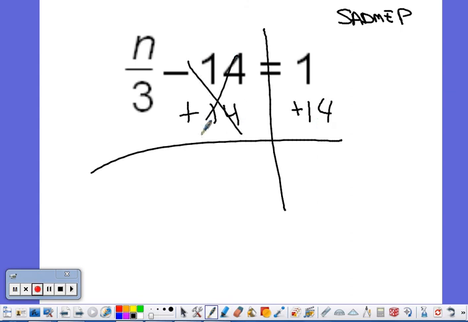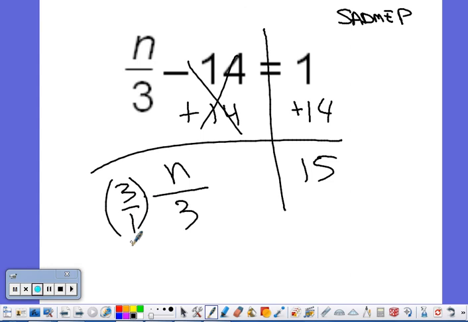Cancel everything that cancels out. So what I have left is n divided by 3 is equal to 15. Next, what I need to do is get rid of this division by 3. I have to multiply by 3 over 1 or just 3. Why? Because the inverse of dividing by 3 is multiplying by 3. I know that whatever I do to the left side, I also do to the right side. Cancel out the 3's, all that's left is n.